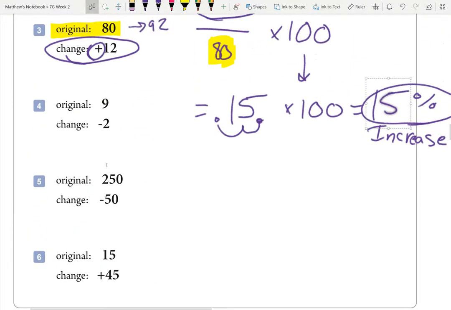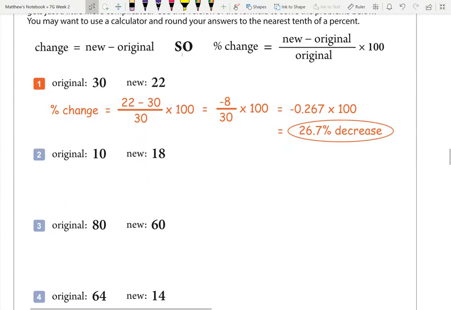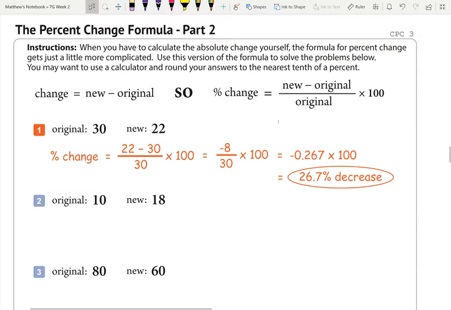So notice it told us the change here. It told us the change is -2 or -50. Now we need to calculate the change. But I promise you, it's not that difficult, and it actually makes more sense when we look at it this way. So it says when you have to calculate the absolute change yourself, which means the difference between your new and your original, the formula for percent change gets a little more complicated, but I promise it really doesn't.